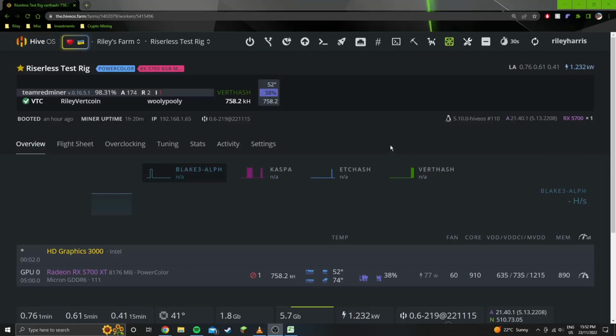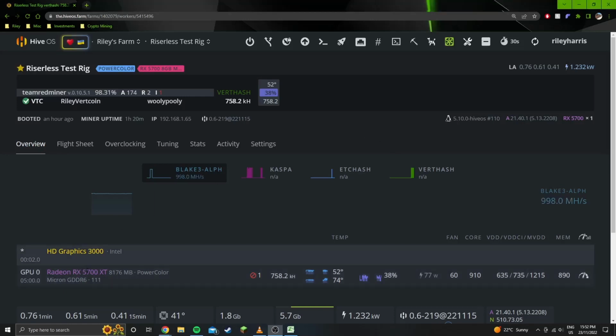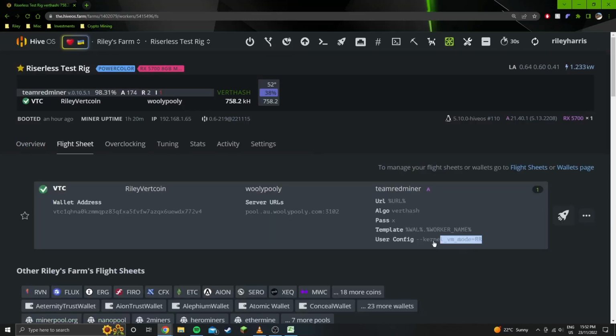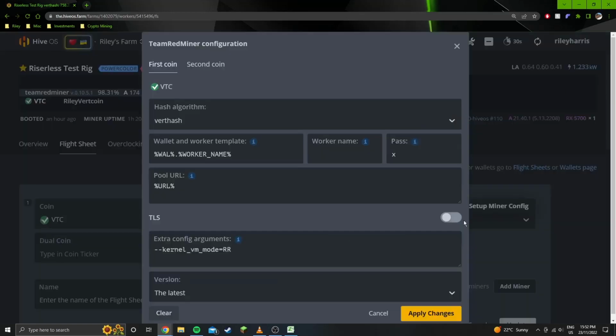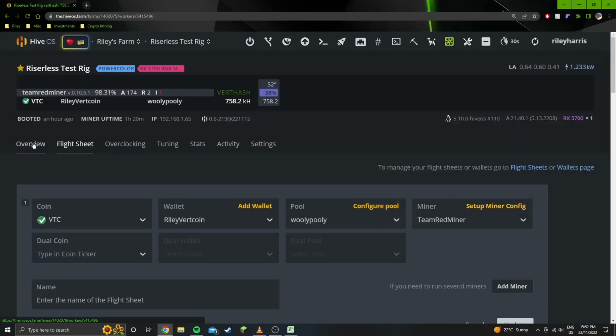Currently we are mining Vertcoin and we are on the 5700 XT PowerColor Red Dragon with Micron memory. We're utilizing Team Red Miner version 0.10.5.1. This is the flight sheet here. We have R mode enabled. Other than that, there's nothing really special in here, just the R mode.